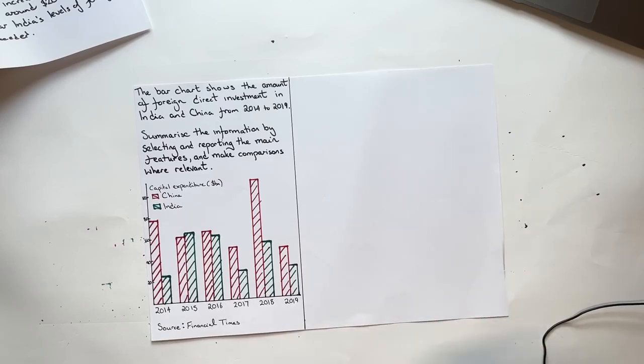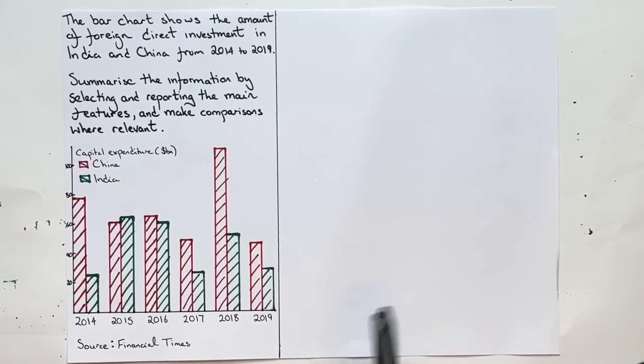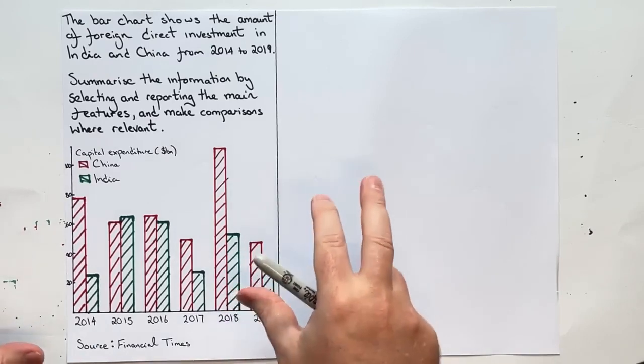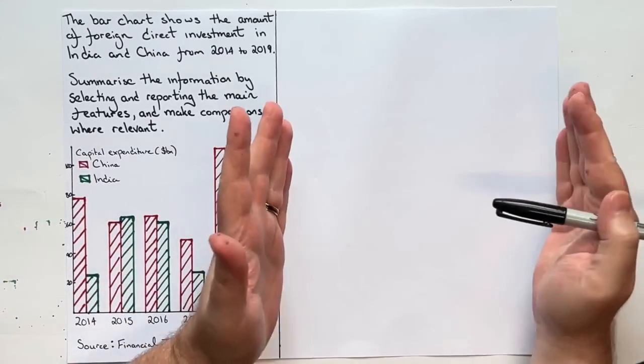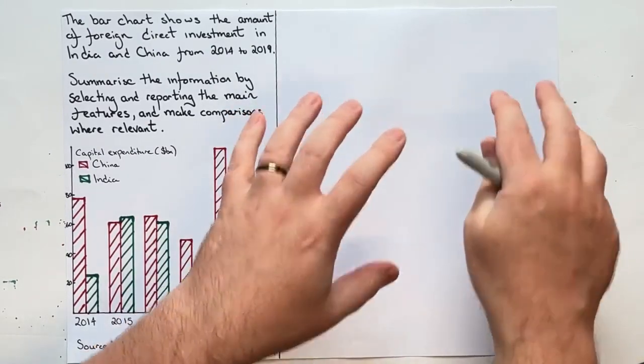Chris here from IELTS Advantage, and in this lesson we're going to look at task 1 writing academic, specifically bar charts, and I'm going to write a band 9 response with you.